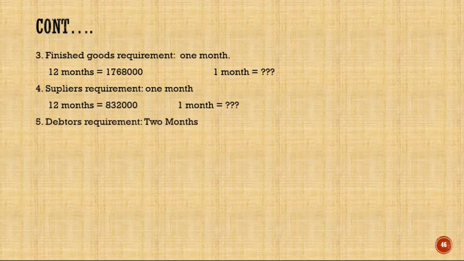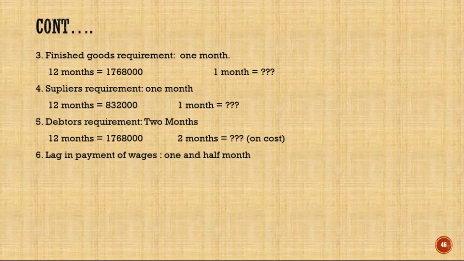Debtors requirement is 2 months, and we are considering here the base as total cost. So we are calculating debtors on a cost basis. Okay. So for 12 months, it is 17,68,000. So how much for 2 months? Purposely I am writing on cost, so there should not be any confusion. If anybody wants to calculate on a sales basis, we can write over there on sales.